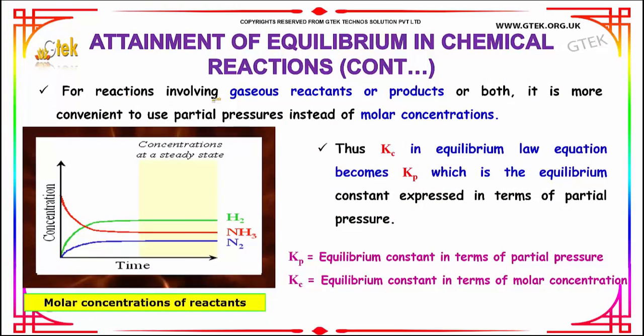For reactions involving gaseous reactants or products or both, it is more convenient to use partial pressures instead of molar concentrations. Thus, Kc in the equilibrium law equation becomes Kp, which is the equilibrium constant expressed in terms of partial pressure.